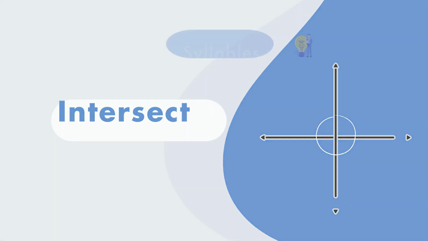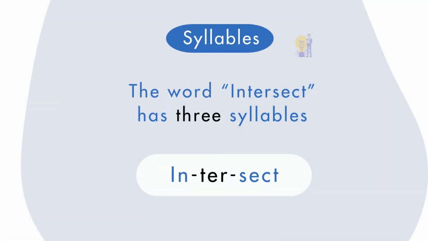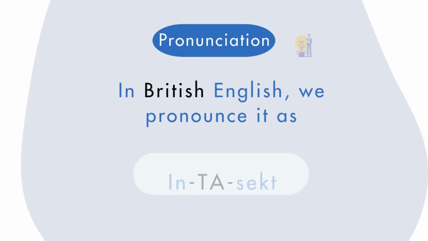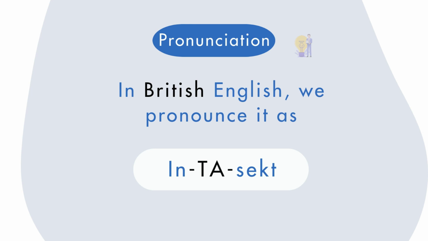Intersect. Intersect has 3 syllables, and in American English we pronounce it as intersect. In British English we pronounce it as intersect.